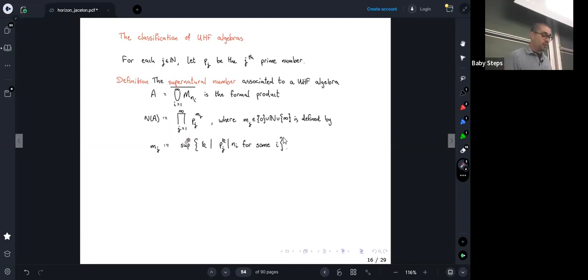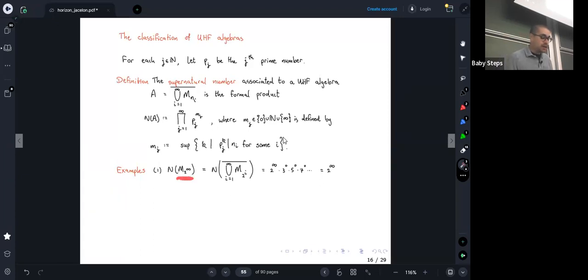The supernatural number is a formal product of prime powers, where these exponents, these m_j, can be any natural number, potentially also zero, but they can also be infinity. And how are they defined? For each p_j, we look at the highest power of p_j that divides some n_i. Let's illustrate with some examples.